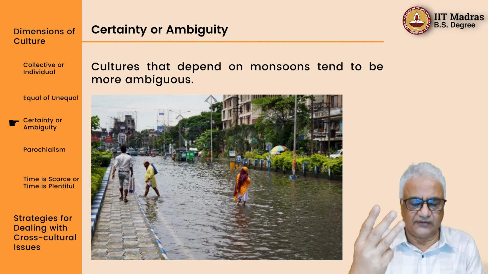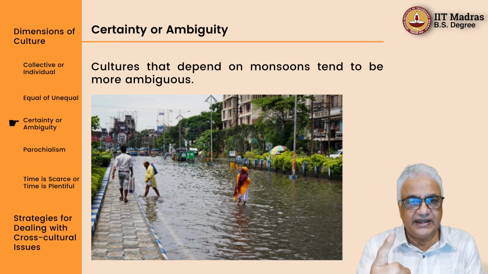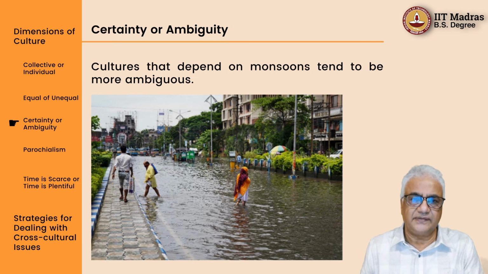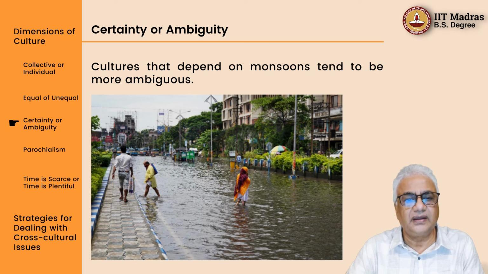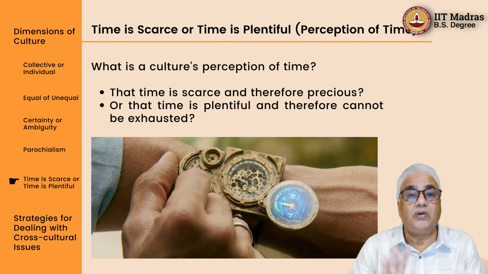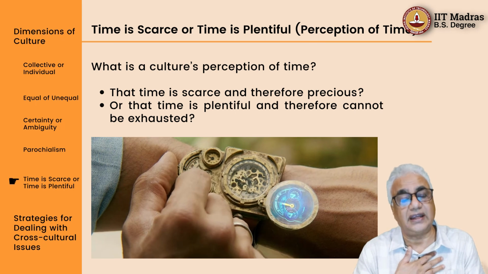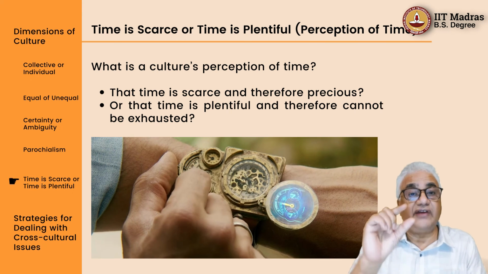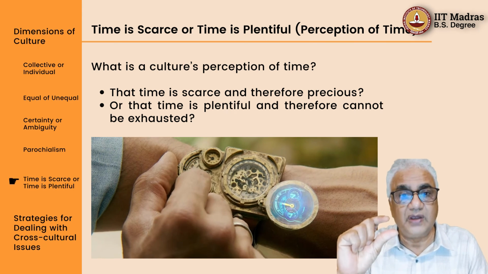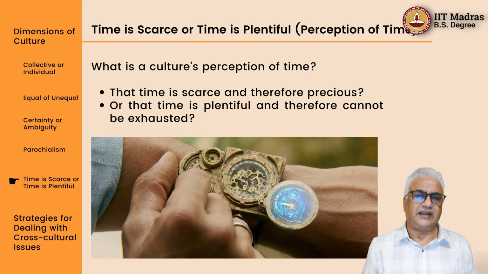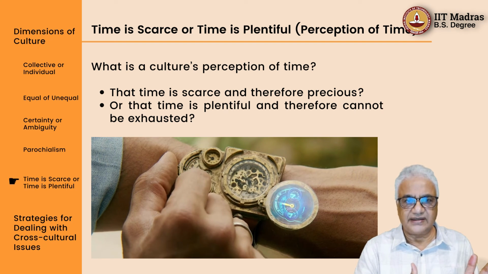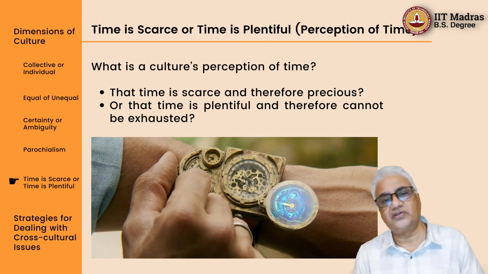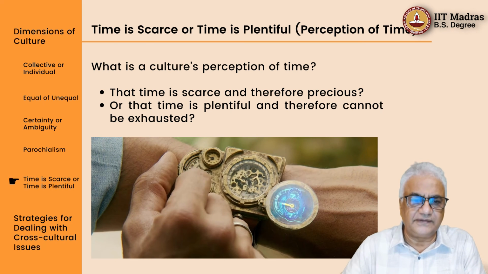So three dimensions you have learned, right? One is collective, individual. The other is equal, unequal. The third is certainty, ambiguity. And the fourth and last dimension is time. So some cultures ask, how do I look at time? Some cultures say, I have very little time. Other cultures say, I have plenty of time. Right? So that's the difference. One culture looks at the world and says, time is scarce. The other culture says, time is plentiful.